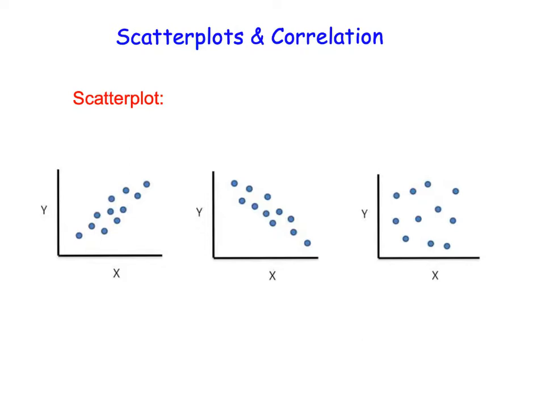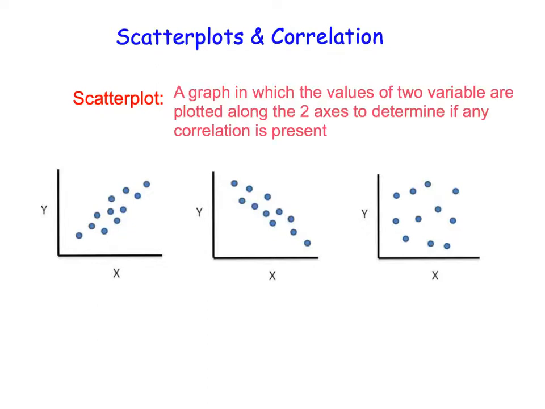When you plot a lot of coordinate pairs on a grid, it's called a scatter plot, just because the dots are kind of scattered all over the coordinate plane. So a scatter plot is just defined as a graph in which the values of two variables are plotted along the two axes to determine if any correlation is present. And so we're going to need to explore what they mean by a correlation being present.